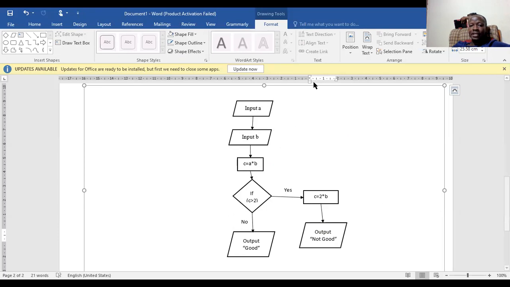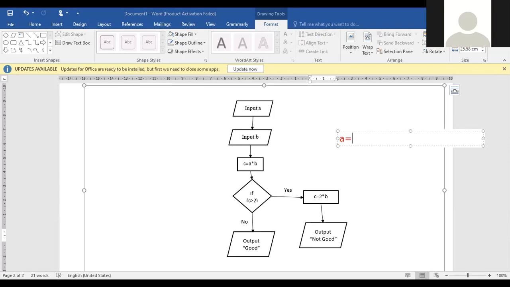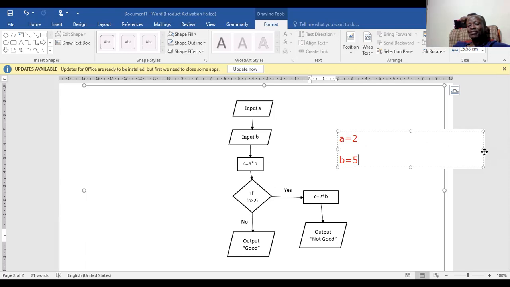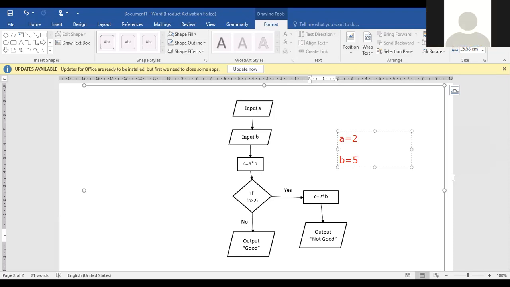If A is equal to 2 and B is equal to 5, so it will be 2 times 5. So you're not following what I'm saying. Programming is a set of instructions given to a computer, and then it's processed, and then you get an output. So the inputs are 2 and 5.